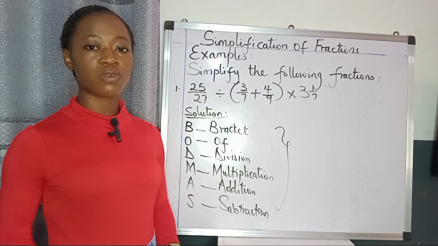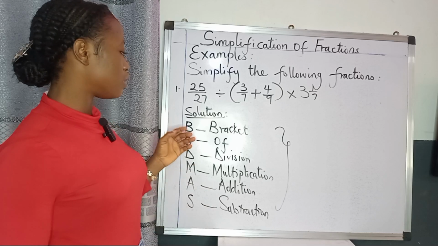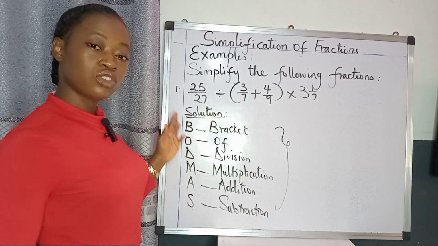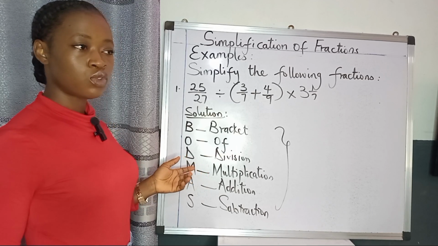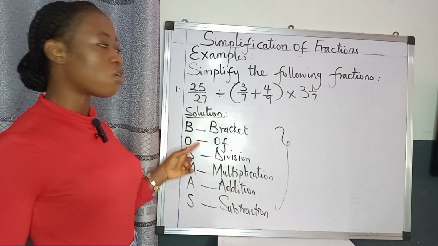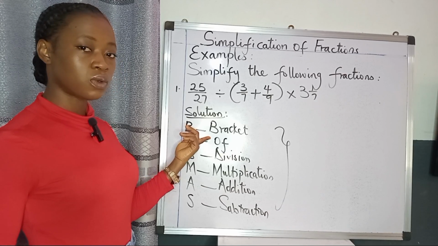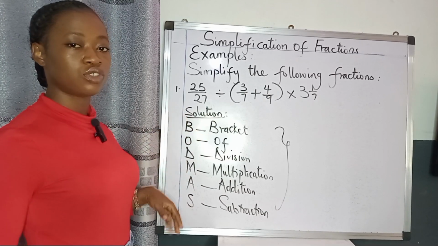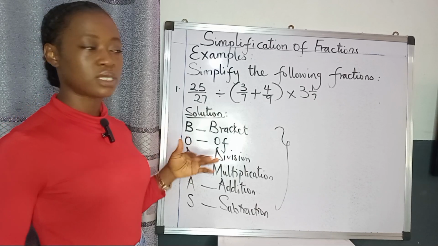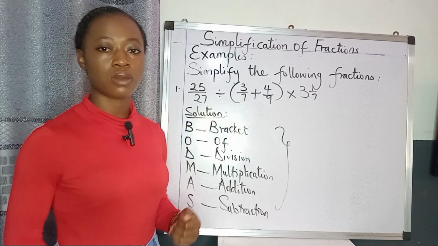So if you are given a question, you check if you are having brackets there, you are having of, division, just like it is stated here. So if you have brackets, that means you have to work on brackets first, okay, before any other operation there. We are going to look into some questions so that you'll be able to understand what we are talking about, all right?